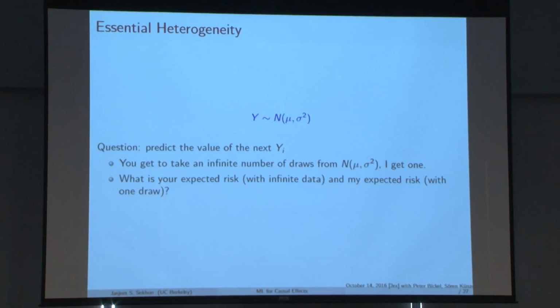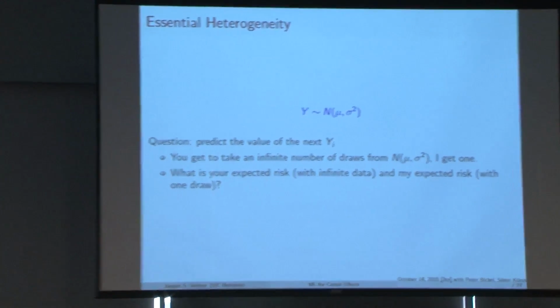And you guys are lucky. You get an infinite amount of data to learn this process and make that prediction. I only get one data point. So you get big data, I get one data point. How much better do you do than me on expected risk? Expected risk is the expectation of your guess minus the true y i, squared. And it turns out that you only do twice as well as me. You have an infinite amount of data, I got one draw, and you're only going to do twice as well.